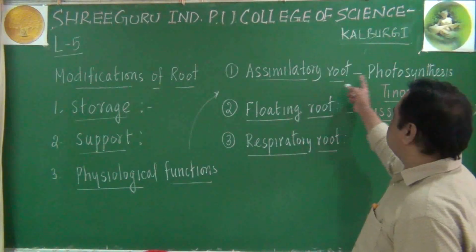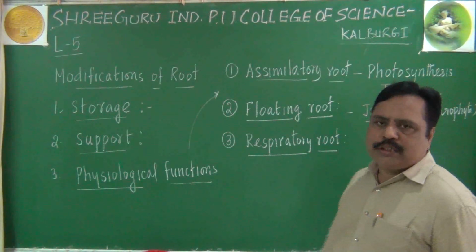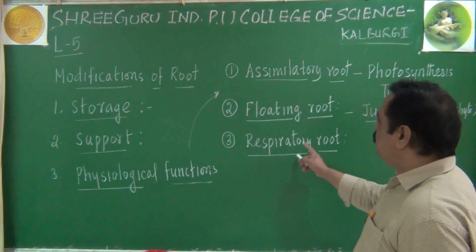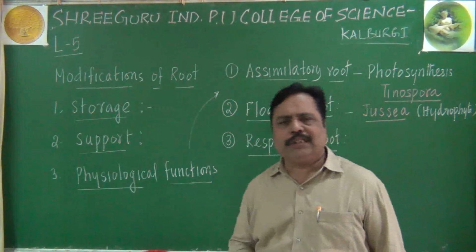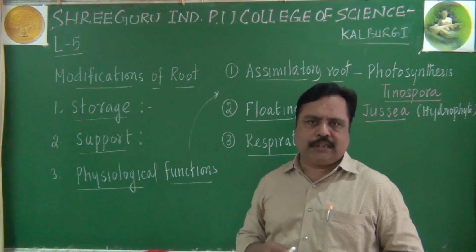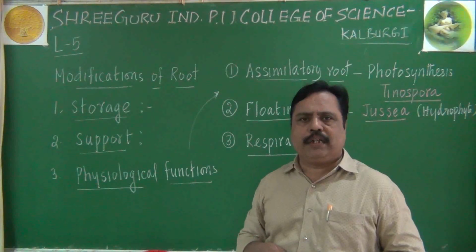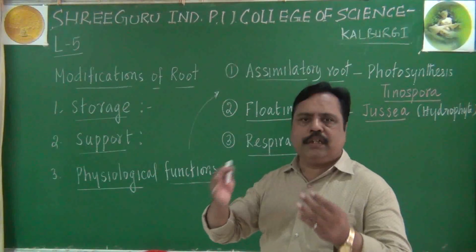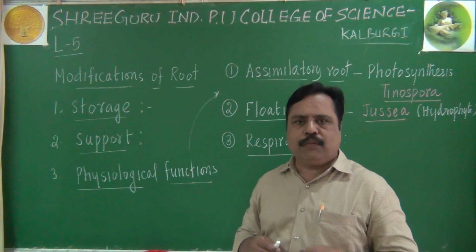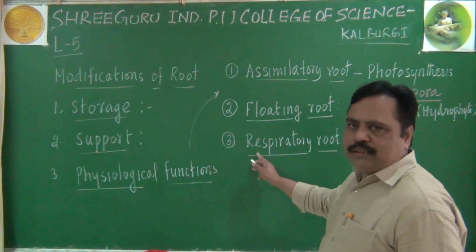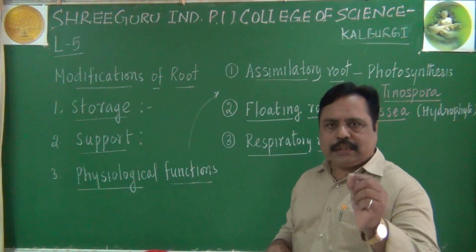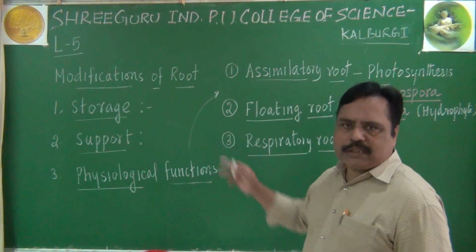So first one is assimilatory root meant for photosynthesis. Not only photosynthesis, some of the roots are able to do respiration. What is respiration? Taking in oxygen and giving out carbon dioxide. Why should oxygen be taken? For oxidizing the food mainly. For oxidation of glucose, we need oxygen. That oxygen is taken by the respiratory system. In some roots, respiration is possible.